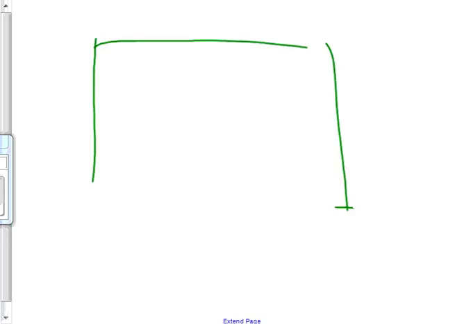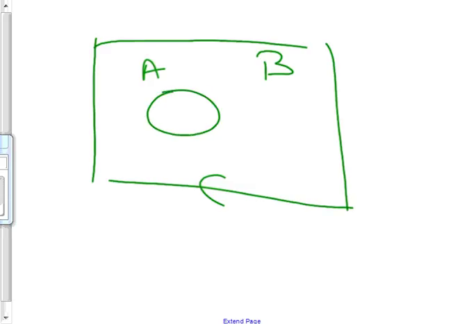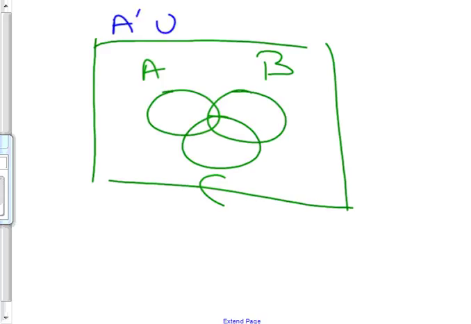Then let's talk about these kinds with the shading. Let's say it's A and B and C, and it's this and this and this. Would you please make one of those and try to tell me where A not union B would intersect with C?